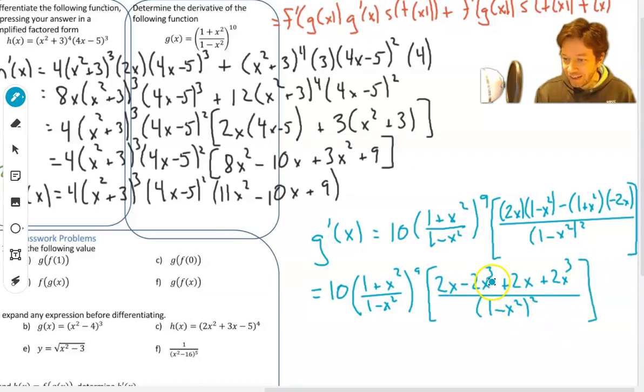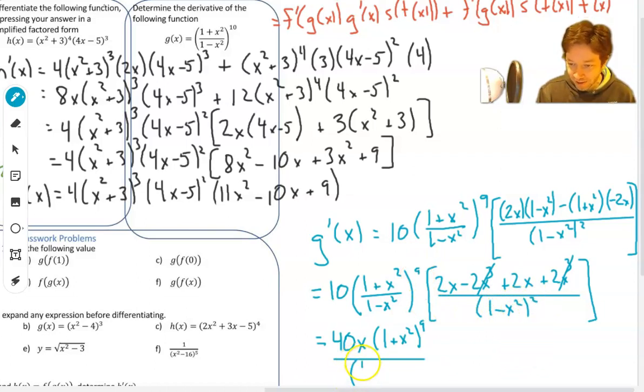All right, so here I have a negative 2x cubed and a plus 2x cubed. So they're going to cancel. And I'm left with 4x. So I can pull that out. So 4x times 10 is 40x. Okay, and then I've got this (1 plus x squared) to the power of 9. And on the denominator, we have (1 minus x squared) to the power of 9, multiplied by the same thing, (1 minus x squared) to the power of 2, so we can add our exponents and write (1 minus x squared) to the power of 11. There we go, we're done.